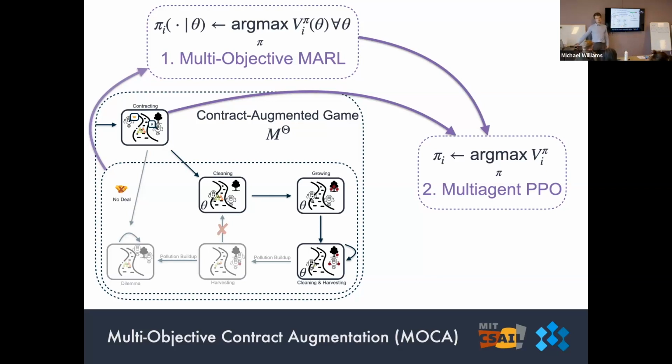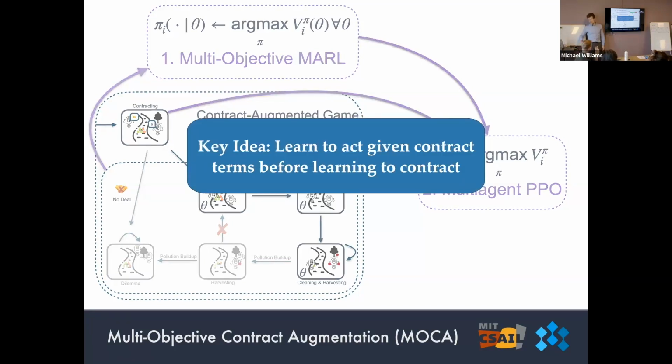I see. Yes. And decomposing these essentially gives you an exploration bonus, if you want to view it that way. But it also brings the reinforcement learning down to this parameterized problem. This one is then classical search, which is computationally much easier. The key idea, hence, is to learn how to play given a contract before learning to contract.